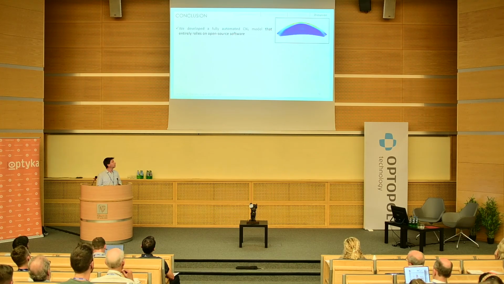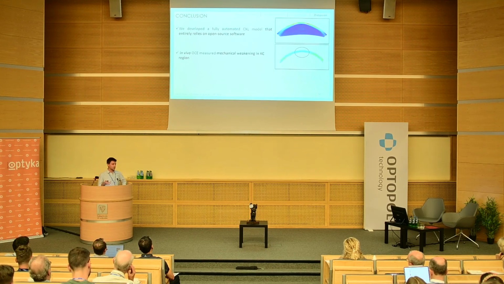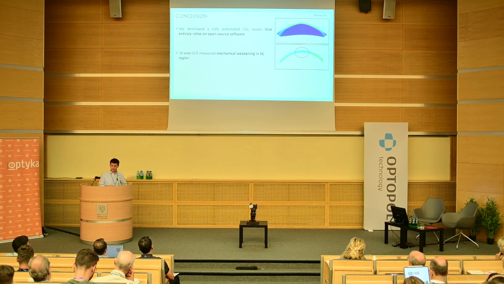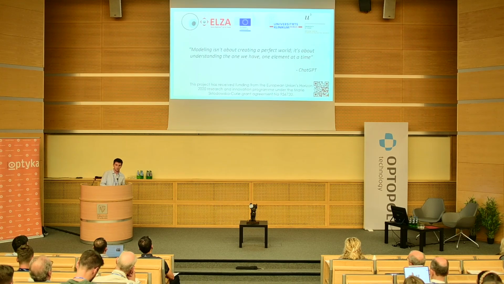So to conclude, we developed a fully automatic cross-linking model that entirely relies on open source software. We accurately, or let's say we try to accurately measure the weakening induced by keratoconus in vivo with OCE, and our model tried to accurately match the anterior surface at the 6 months follow-up. And this is the end of the presentation.